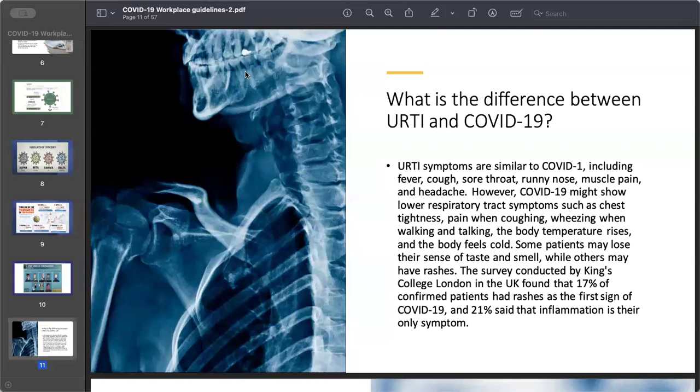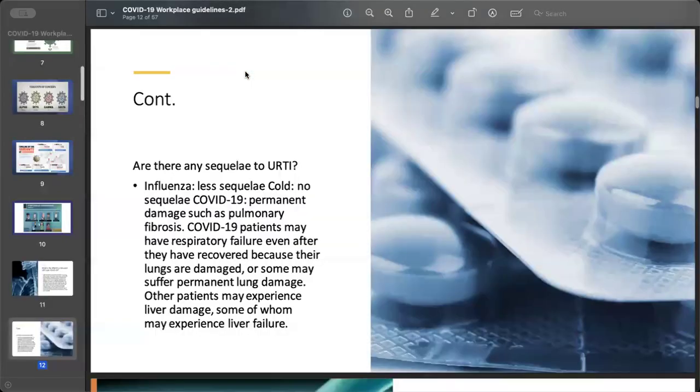The survey conducted by King's College London in UK found that 17% of confirmed patients had rash as the first sign of COVID-19 and 21% said that rash was their only symptom. Are there any sequelae? Upper RTI, influenza and cold have fewer sequelae, but COVID-19 can cause permanent damage such as pulmonary fibrosis. COVID-19 patients may have respiratory failure even after they have recovered because their lungs are damaged, or some may suffer permanent lung damage. Other patients may experience liver damage, some of whom may experience liver failure.